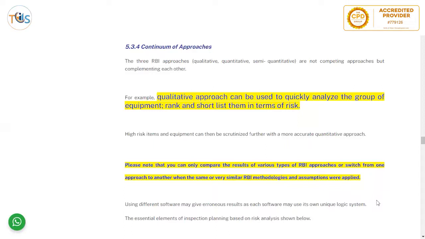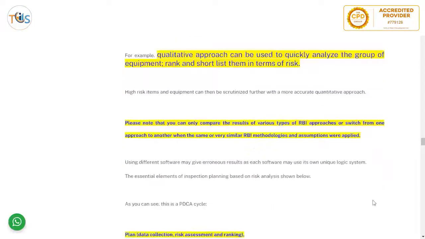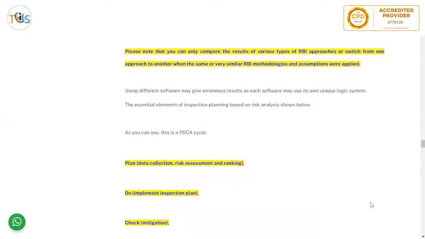Please note that you can only compare the results of various types of RBI approaches, or switch from one approach to another, when the same or very similar RBI methodologies and assumptions were applied. So methodologies and assumptions are very important because they can change the result. Using different software may give erroneous results, as each software may use its own unique logic model. That's a methodology. The logic model is a methodology.